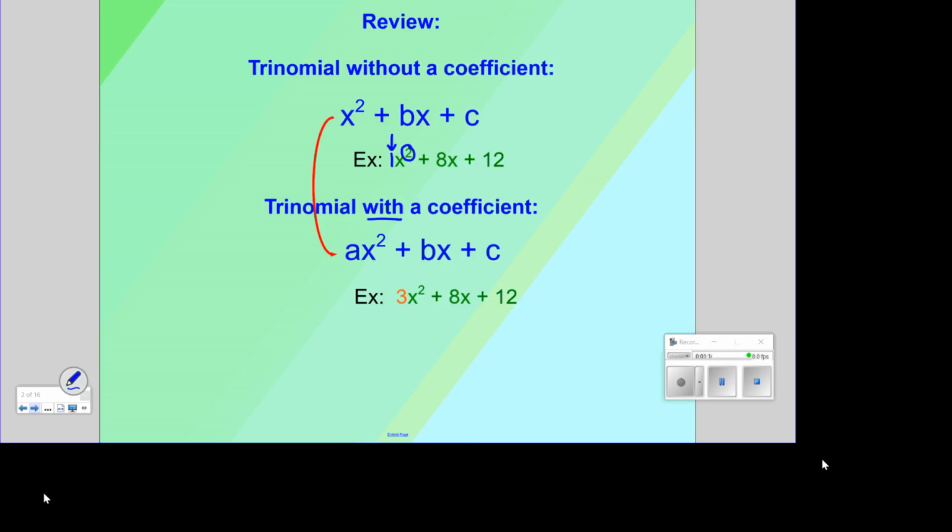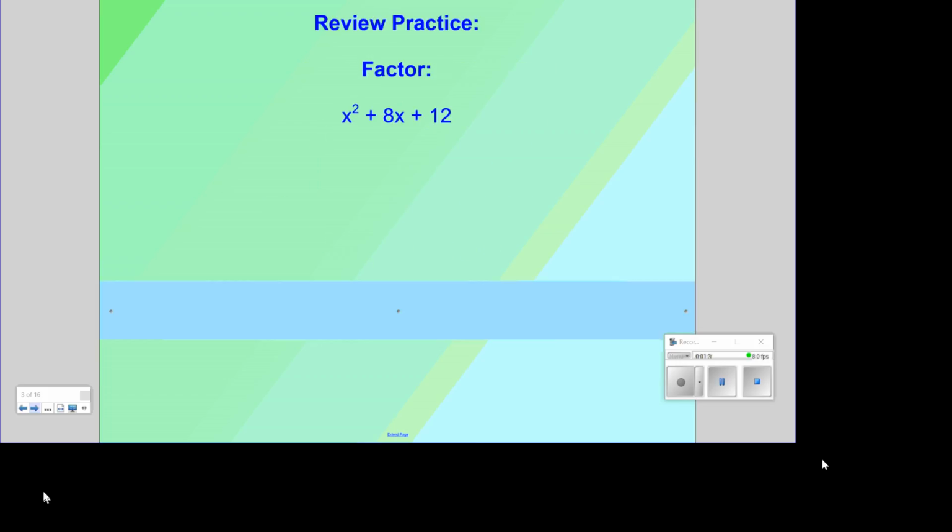A trinomial with a coefficient is a trinomial, meaning 3 terms in the polynomial, where the highest degree term has a coefficient other than 1. So 3, for example, in this case. This would be 3x squared plus 8x plus 12, an example of a trinomial with a coefficient. And this will have a slightly different factoring method than the trinomials without coefficients.